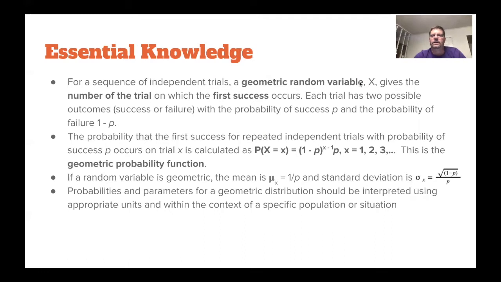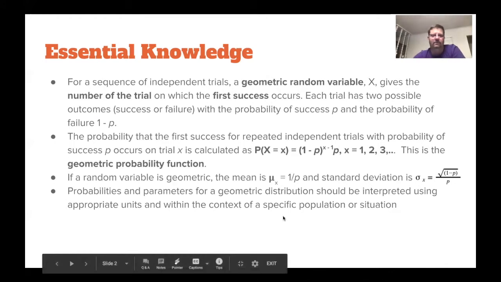Okay, so we're going to keep going until we get the first occurrence of success. We still have success and failure, and we have a fixed probability of success each time. And we'll have a formula for it. We're going to build that, and then we're going to find the mean is 1 divided by the probability of success, and the standard deviation is the square root of the failure divided by the probability of success. So we've got all that worked out. We'll figure that out in a minute. And of course, the last bullet is we always talk about it in context and put on the units.